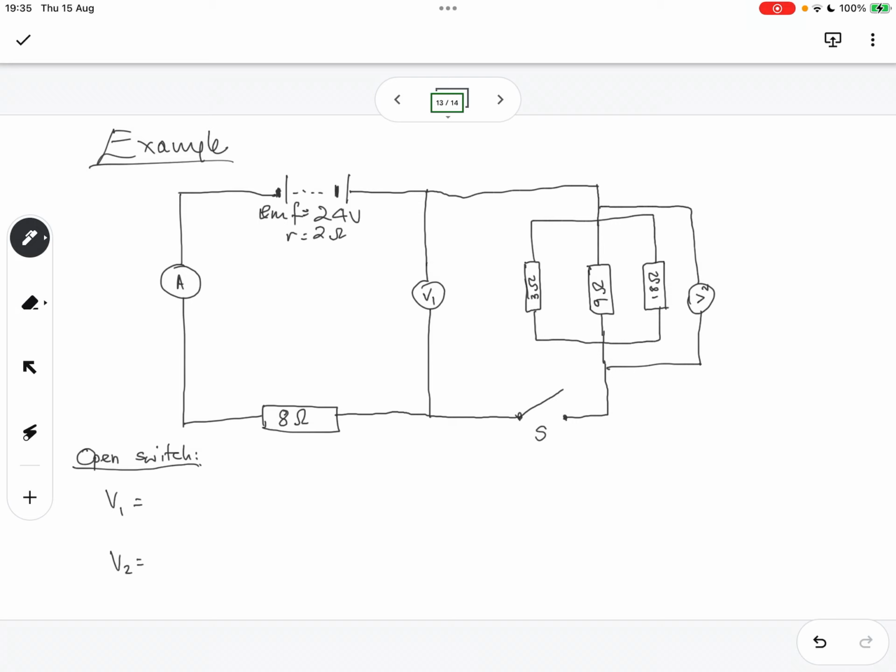Any guess is fine. The correct one will celebrate, the incorrect one will correct. Maybe around, let me see. Remember V1 is a voltmeter and it measures voltage, potential difference.